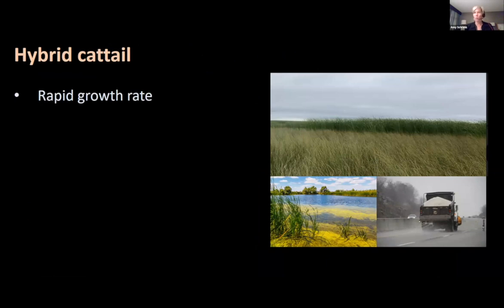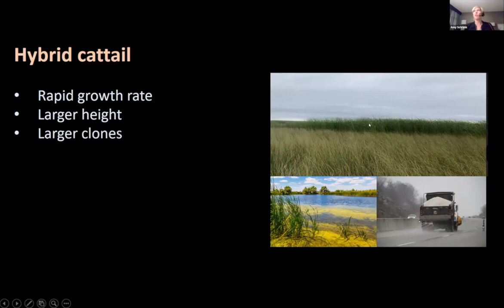It has a really rapid growth rate, more than either of its parent species. It grows taller, and you can see that in this photo here. This is actually nearshore Lake Huron. This is some sedges, some native vegetation, and you see this darker green plant is cattail, hybrid cattail. So it's very tall.